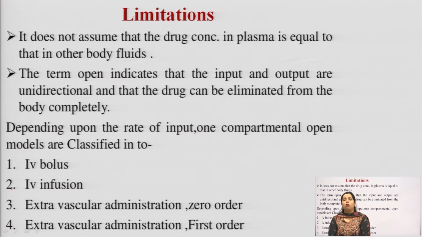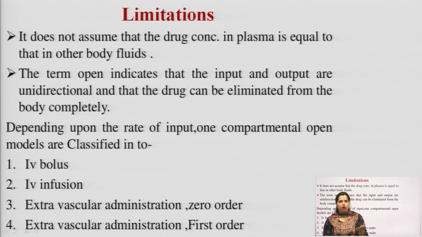The limitation of one compartment open models is that it does not assume that the drug concentration in plasma is equal to that in other body fluids. We say that it is a single compartment, but we are not assuming the difference of drug concentration in plasma from the other compartments which are interlinked to the central compartment. Other body fluids may have different drug concentrations, but we are just uniformly identifying how much drug is present in this one compartment, and we are not observing the distribution pattern and different concentration profiles in different tissues.